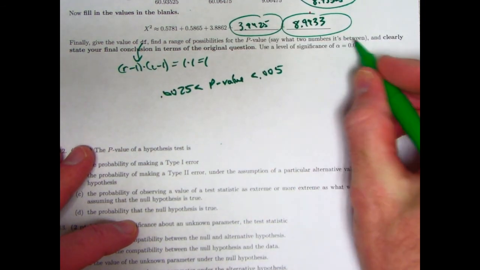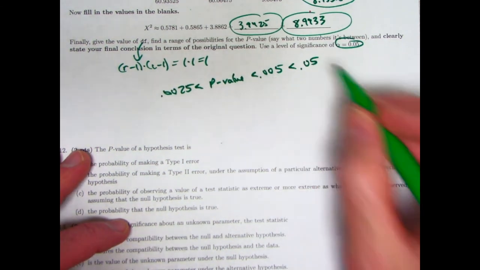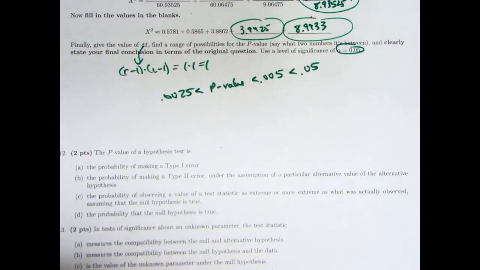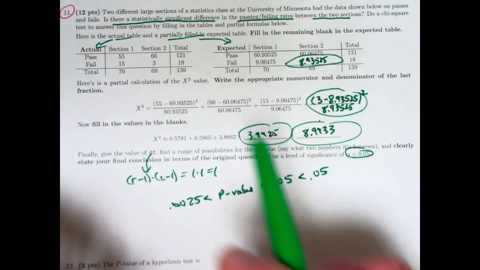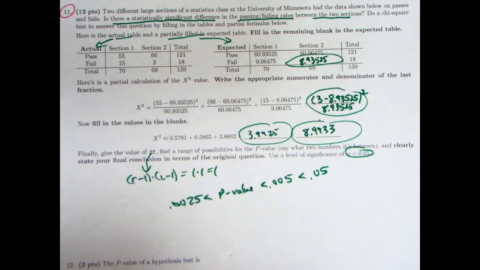This is less than alpha, 0.05, that's 0.5%, that's 5%. We do have statistically significant evidence against the null hypothesis that the section proportions of pass-fail rates are the same. We think they are different, and in fact, section 2 definitely looks to be better.